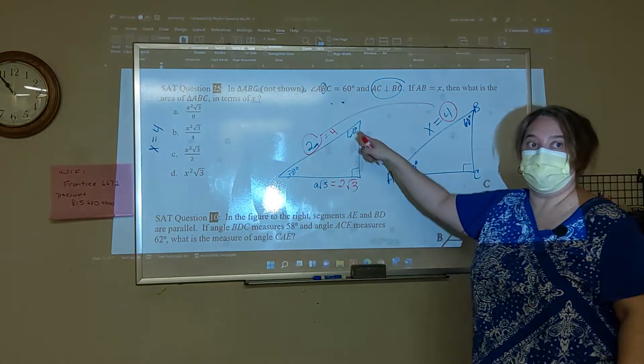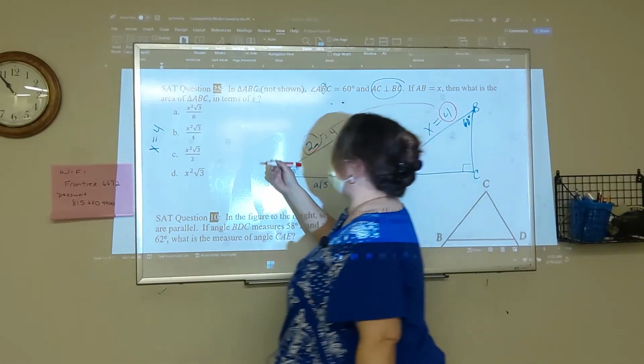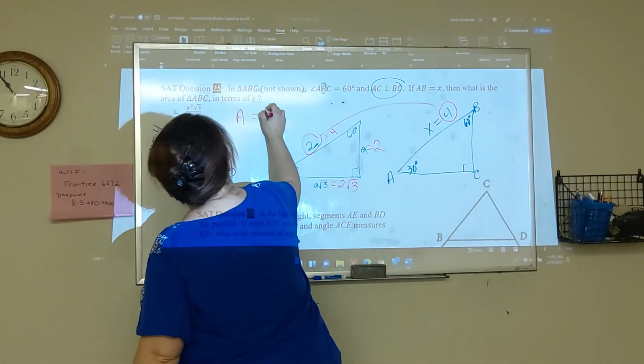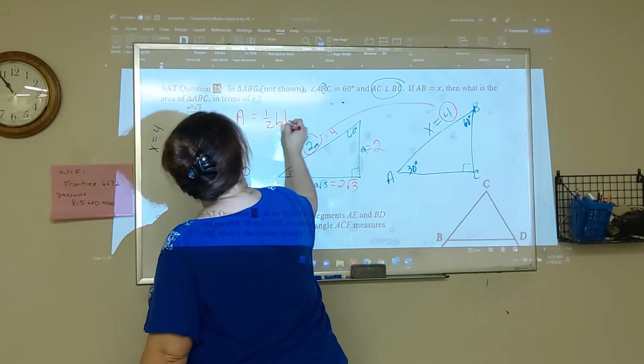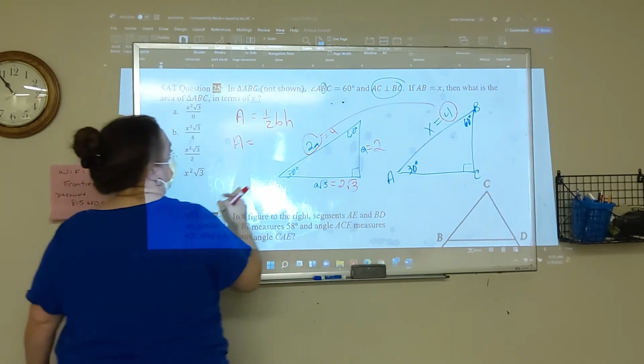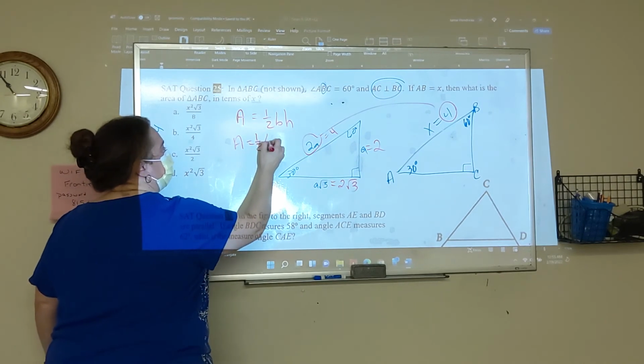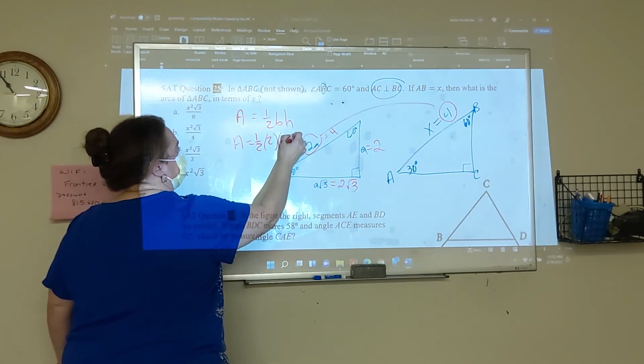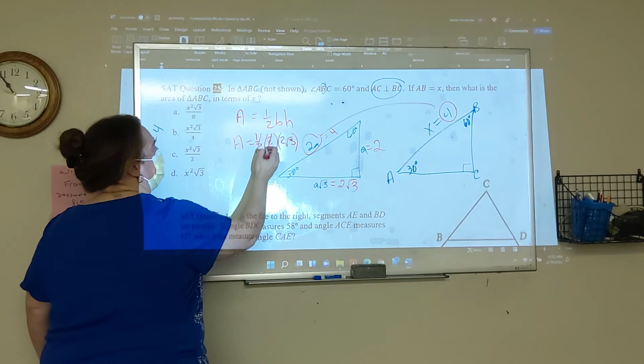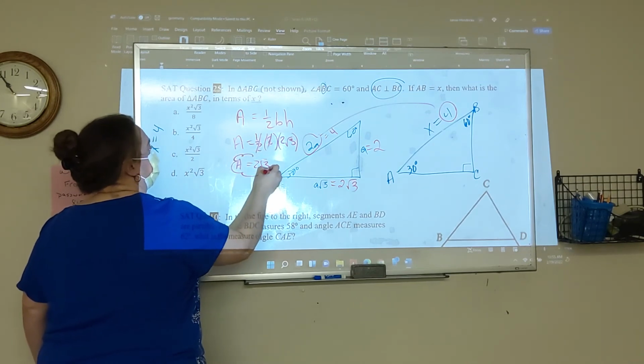Hard part's done. You got your triangle. Go back and give them what they wanted. They wanted area. Area of a triangle is 1/2 base times height. Those are always the two sides that form your right angle, so it's this guy and that guy. So 1/2 times 2 times 2 root 3. 1/2 and your 2 are going to cancel out. Your area is 2 root 3. So that's your goal. You're shooting for 2 root 3.